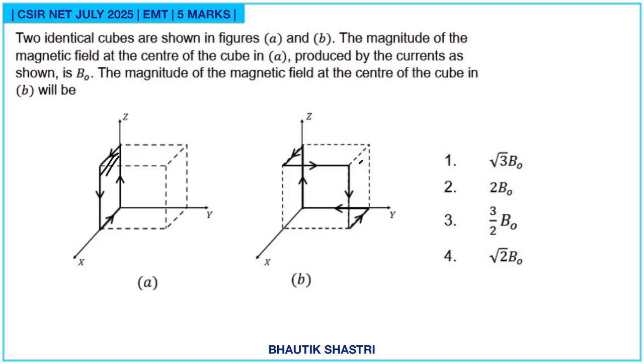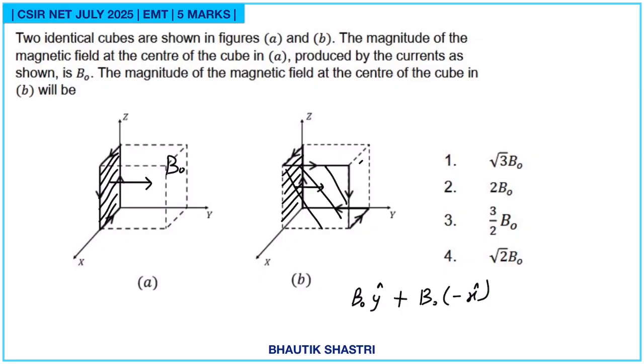So here if we consider this side, this plane, then magnetic field will be in this direction. Let us assume its magnitude is B naught. Now let's consider this part again. Here the magnitude will be along y direction, so it is B naught y cap. Now for this particular loop, it will be along minus x cap direction. So we have B naught and then minus x cap.